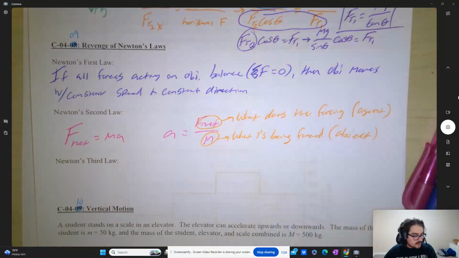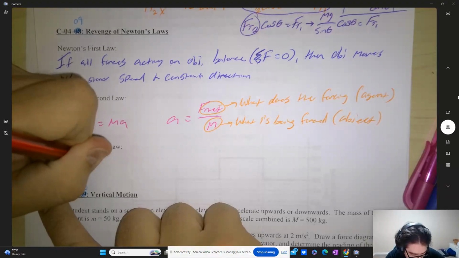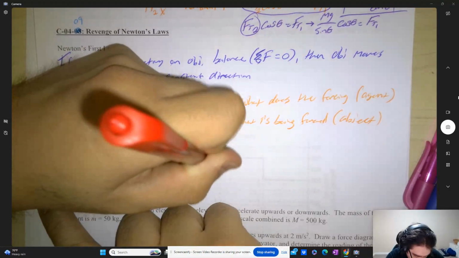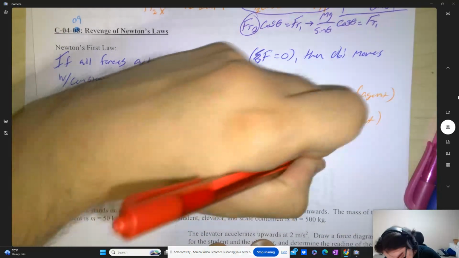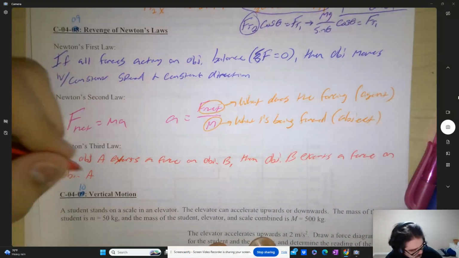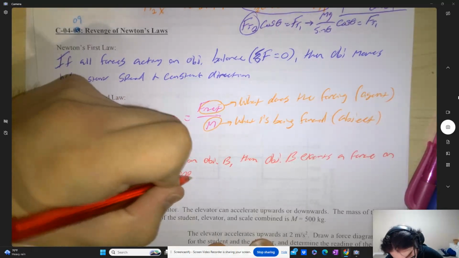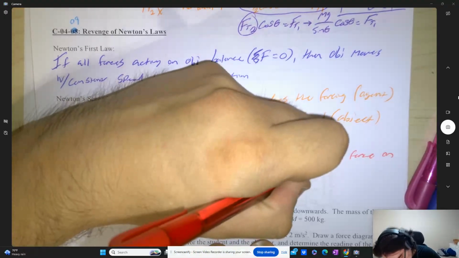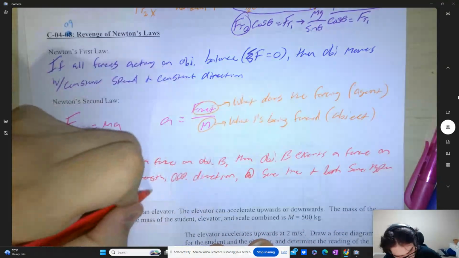Newton's third law is pretty long-winded if you go for a better definition of it, but simply, if object A exerts a force on object B, then object B exerts a force on object A with the same strength, opposite direction, at the same time, and both the same type of force.